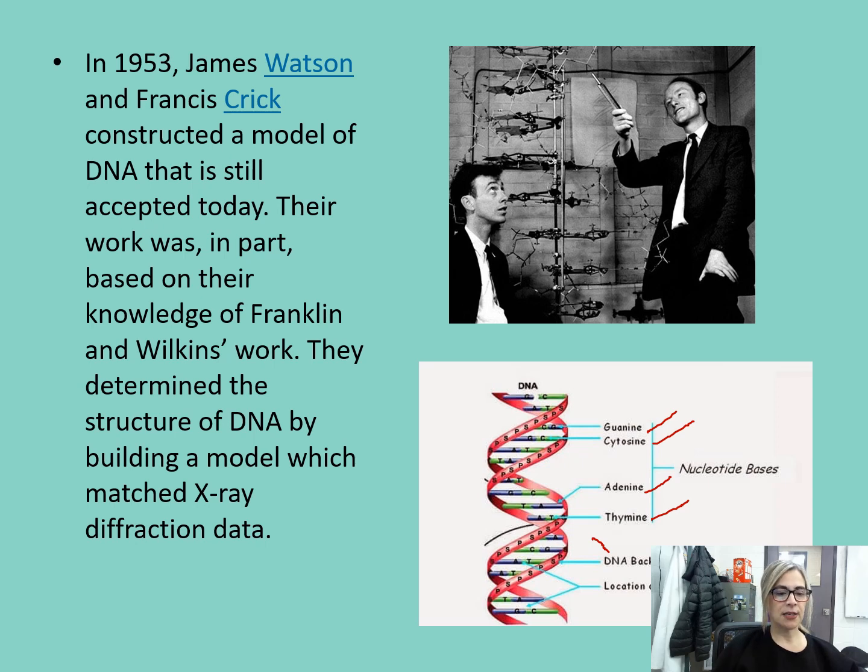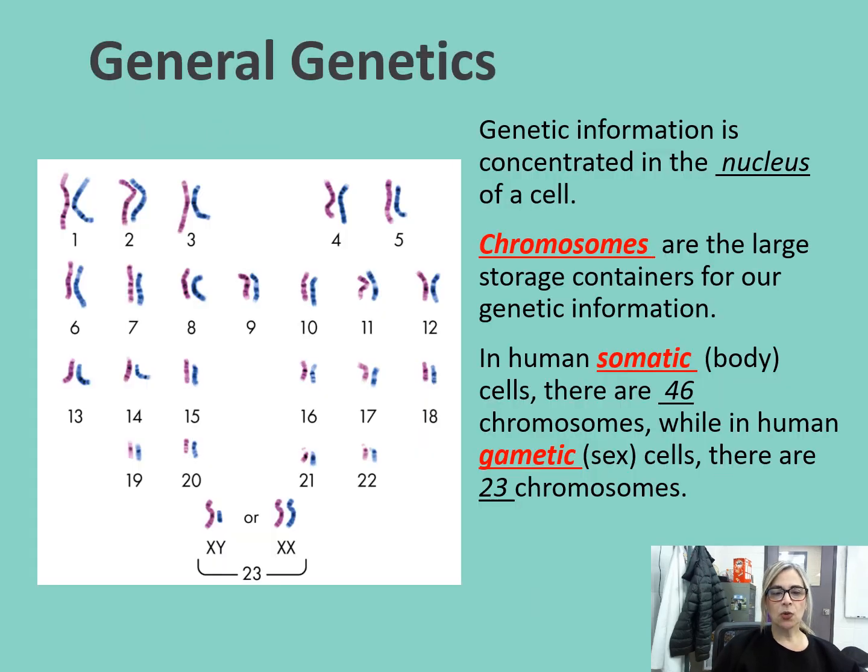And we'll talk about that a little bit more later. So just in terms of some general genetics terminology, genetic information, as we already said, in eukaryotic organisms is concentrated in the nucleus of the cell. So when we use the term chromosomes, these are those characteristic X-shaped bundles of genetic material like we see in our diagram here, and that is typically what we think about when we think of DNA.